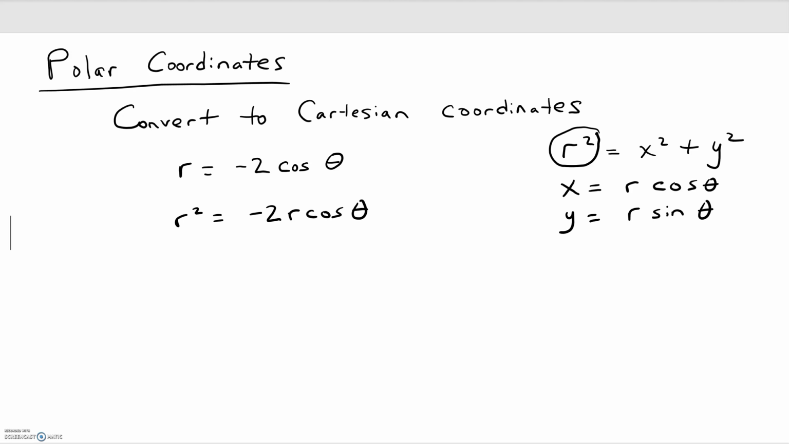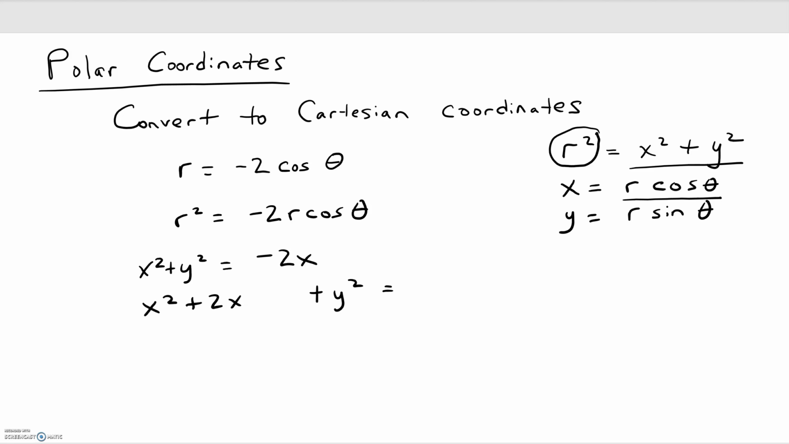And then we should see some familiar formulas here. We know that r squared is equal to x squared plus y squared. And we know that r cosine theta is equal to x. So I guess we've converted to Cartesian coordinates, but can we do better than that? Let's move the 2x to the other side. So we have x squared plus 2x. I'm going to leave a little space here. And then add my y squared. So there's nothing left on the right side.